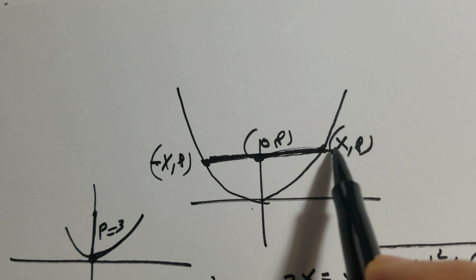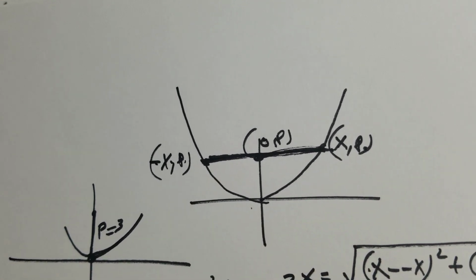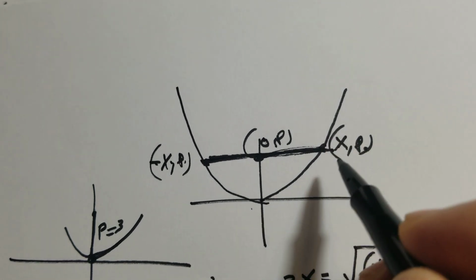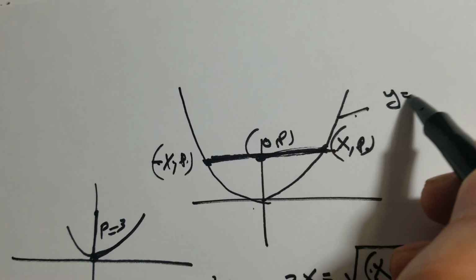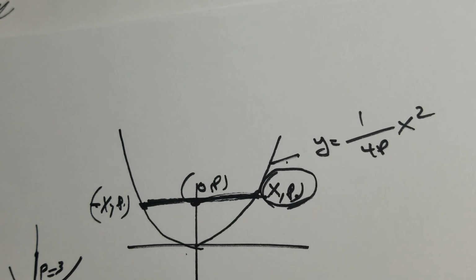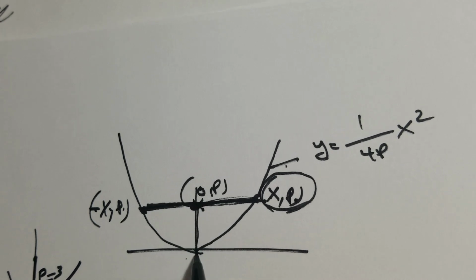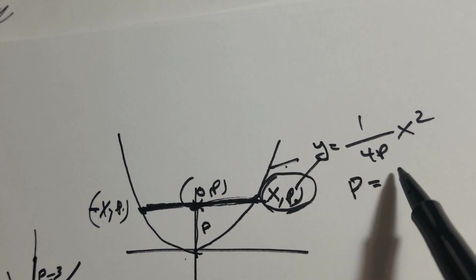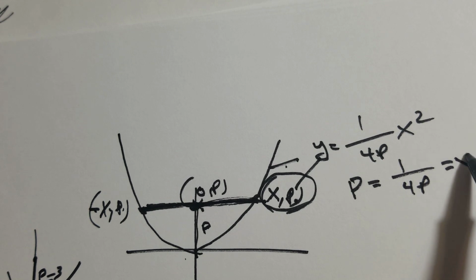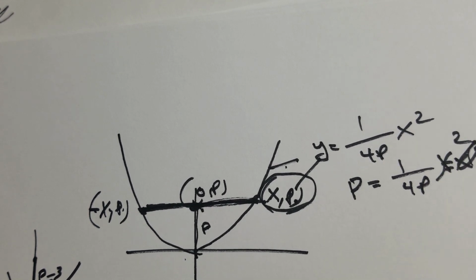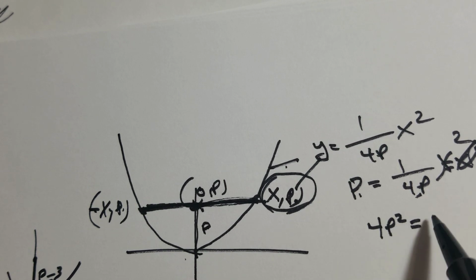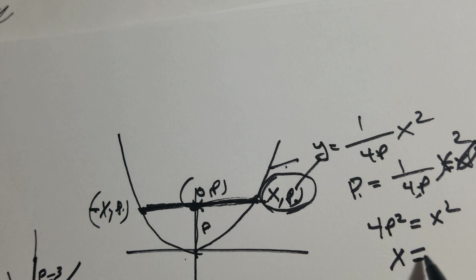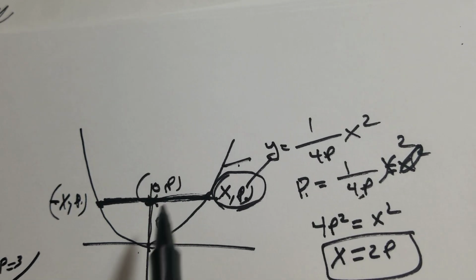This distance is p and x. That distance is negative p and x. Okay, I know what I'm going to do. I know the equation of a parabola is y equal to 1 over 4p x squared. This is my point because it passes through the what? The focal point. And the distance right here is a p. Therefore, I'm going to replace the y by a p and the x by x. That's x squared. Then I'm going to say 4p squared equal to x squared. My x is 2p. I find that distance.